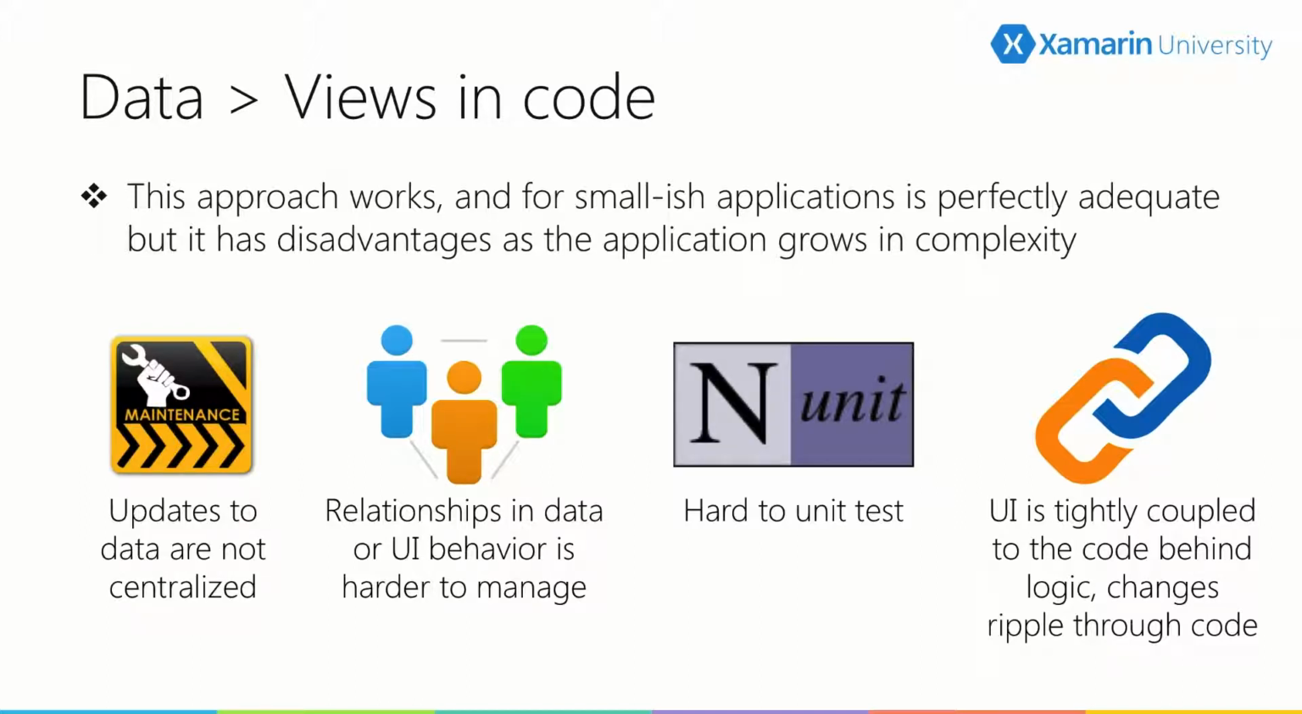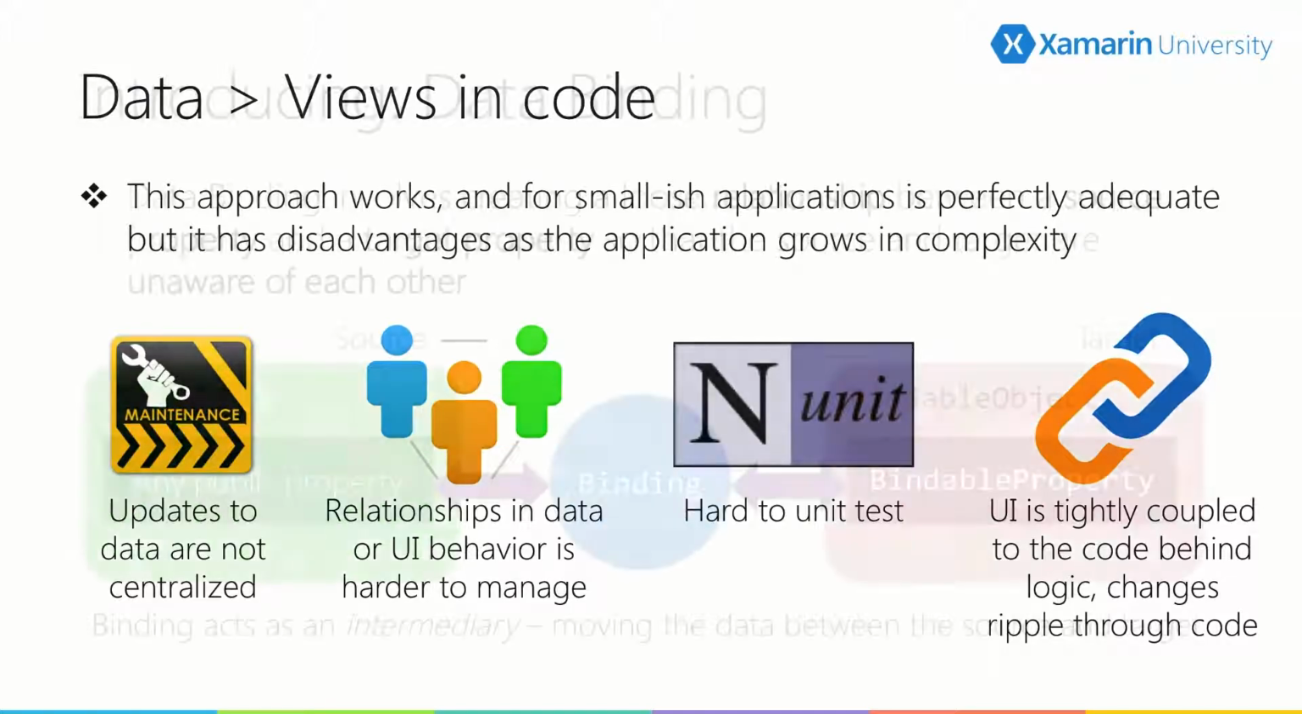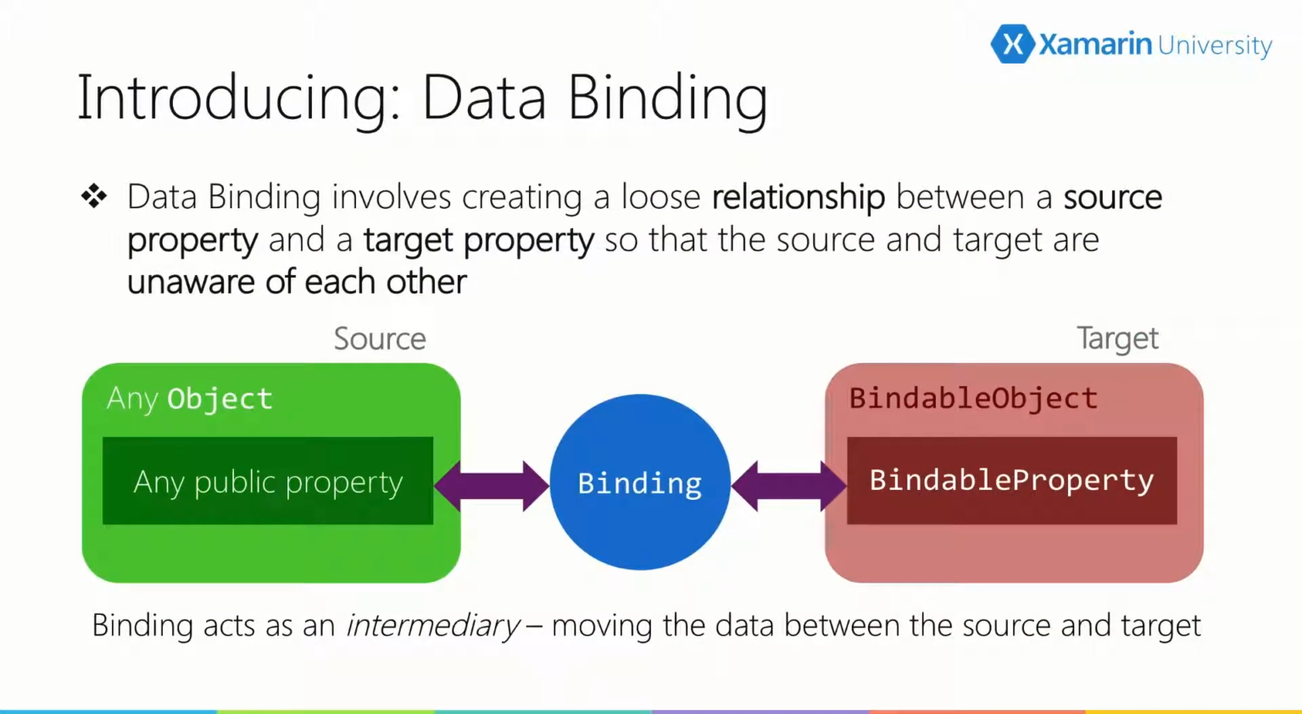I mean, you could run an automated UI test, but any test will always require you to run the application on a specific device, or on the simulator, or on an emulator. The reason for all of this is that our UI, in the classic approach, is very, very tightly coupled to the code behind. So whenever you change either side, it will affect the other. And this is where data binding can help.